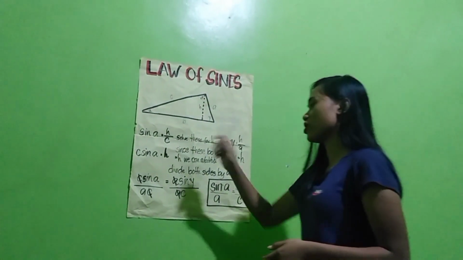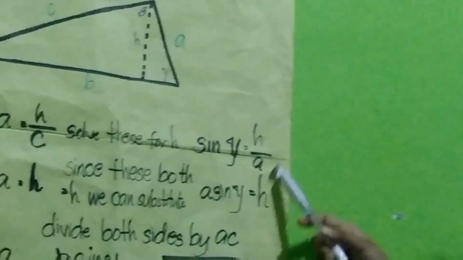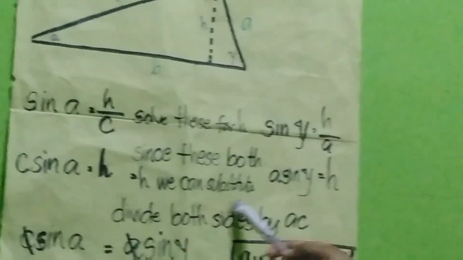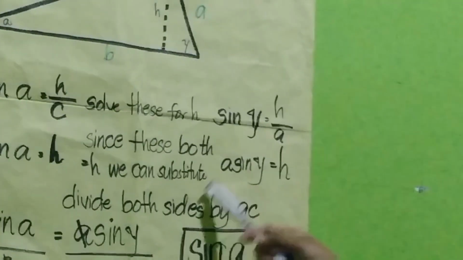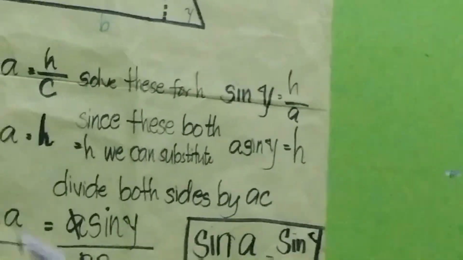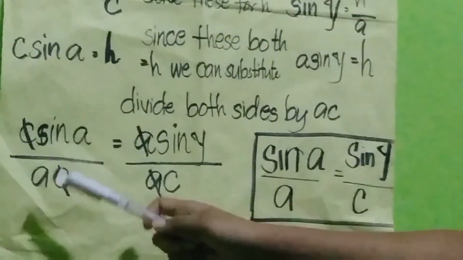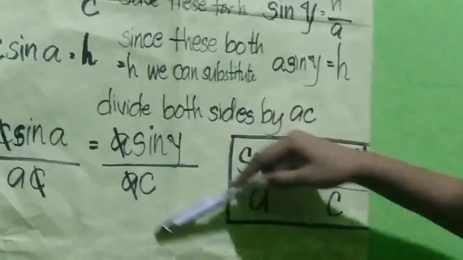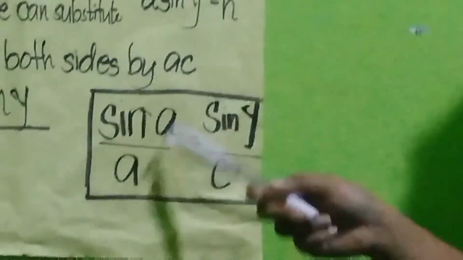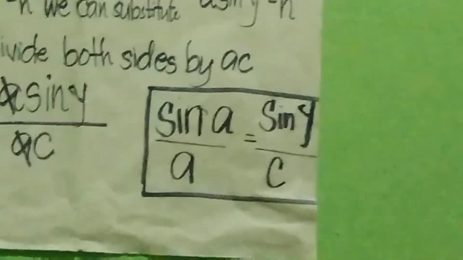In finding the height of the triangle, we have here some derivation. So sine A equals h over c. Solve this for h. Sine gamma equals h over a. Since both equal h, we can substitute. So c sine A equals h, and a sine gamma equals h. Then c sine A equals a sine gamma, and with ac canceling, here is the formula: sine A over a equals sine gamma over c.